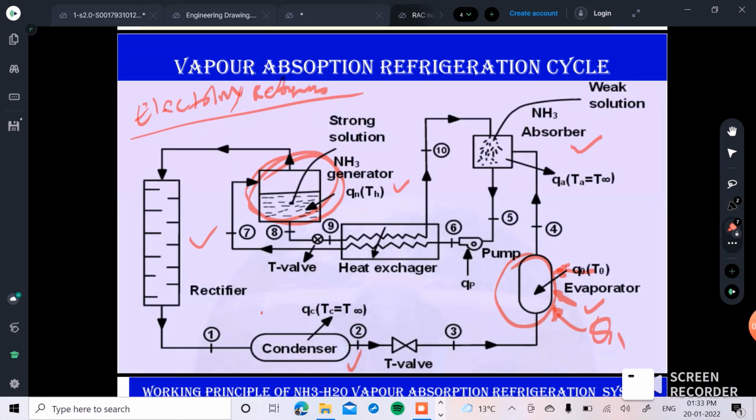So this is the working principle of the vapor absorption system.